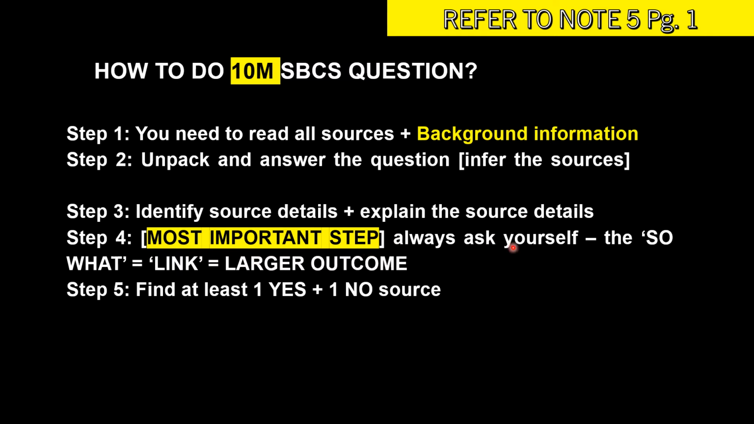You must always ask yourself the so what, or we call it the link, or we even call it the larger outcome. All right. So from the source, answer the question, look at the source details that you've picked out, and ask yourself, what is the larger outcome? Okay, now a 10 mark means that you must look for at least a one yes source, that means a source that agrees with the statement, or a one no source, a source that disagrees with the statement, and you will get as high as 7 marks. Okay, so that means you need to do at least 4 sources, all right, to get the total 10 marks.